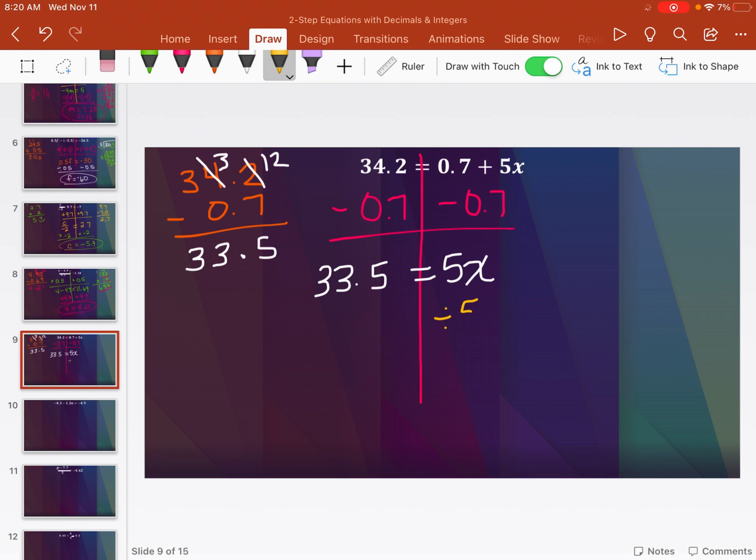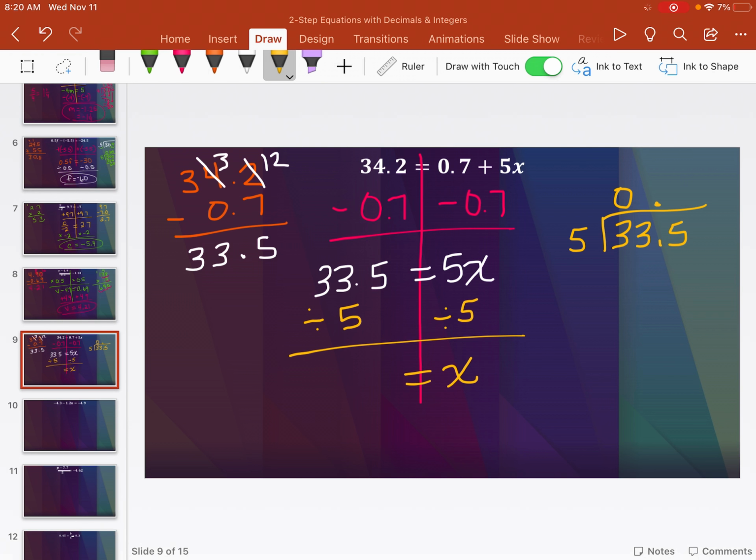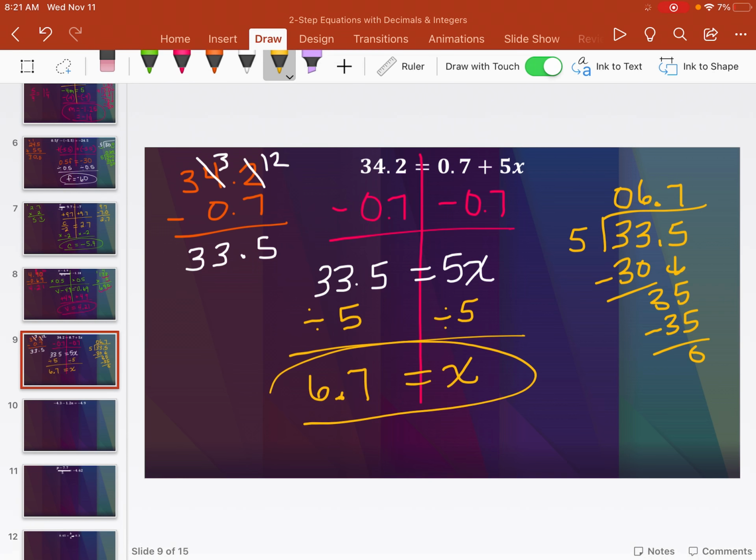Okay, then I need to divide by 5, so x equals 33.5 divided by 5. Don't forget to raise your roof. Whoop, whoop. 5 goes into 3 0 times, but goes into 33 6 times, which is 30. 3 left over, bring down your 5. And 5 goes into 35 7 times, which is 35. So I'm getting 6.7. It was a positive divided by a positive, so positive 6.7 equals x.